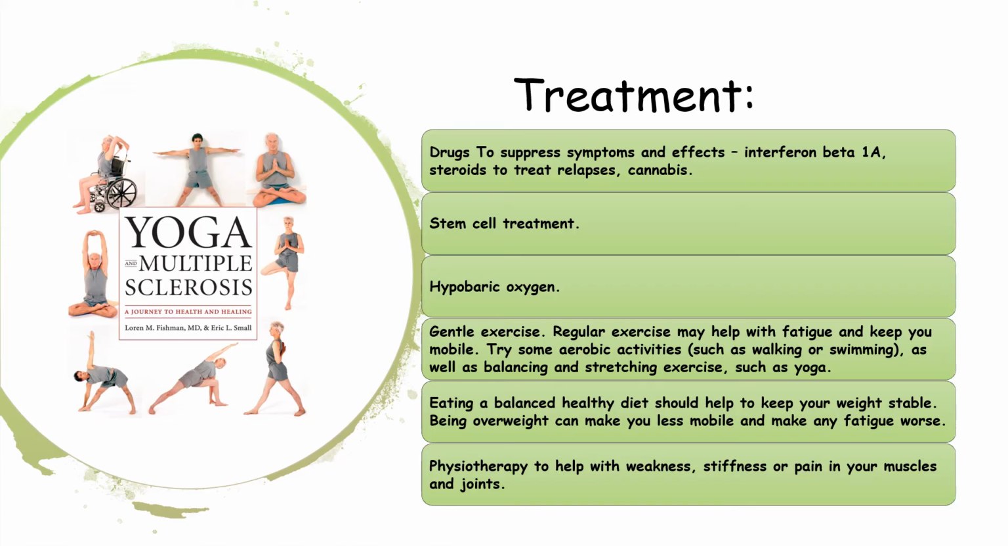So how could you help someone that's got MS? There are drugs to suppress these symptoms and effects. For example, there are steroids to treat relapses. People smoke cannabis to help them cope with the side effects. They might have stem cell treatment, hyperbaric oxygen. However, it isn't a condition that can be cured, and there's only things to actually help support it so it doesn't get as bad as fast. They say gentle exercise can help, a healthy balanced diet, physiotherapy, but ultimately it can't actually be cured, unfortunately.